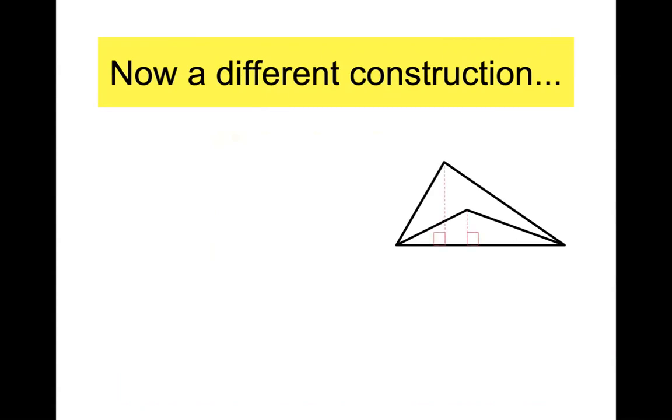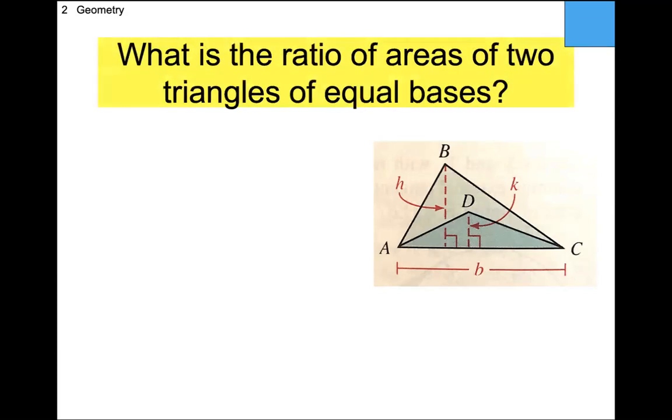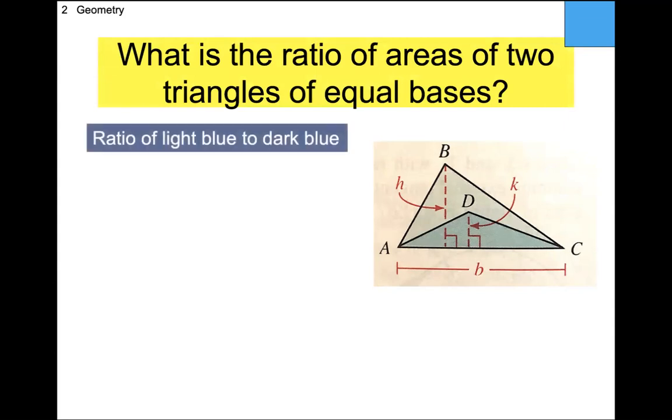They clearly have different heights, but they do in fact share the same base. So here's the fancy one right here. I've got a light blue triangle, that's the big one, and a dark blue triangle, that's the small one. And I'm going to do the same trick. I'm going to ask you to write the ratio of their areas. So we're going to do light blue to dark blue.